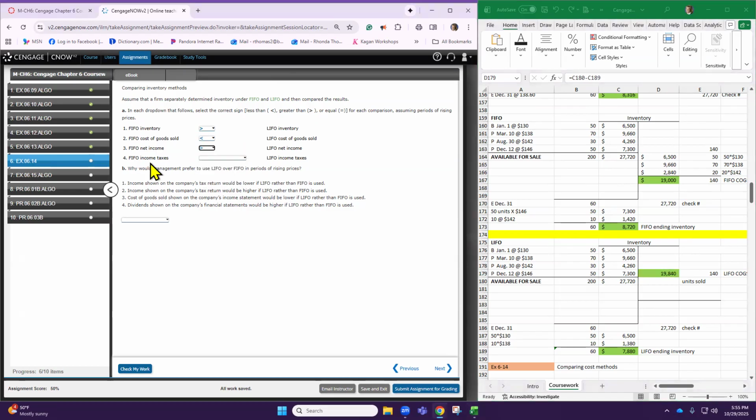And then income tax. Income tax goes up the larger your income is, right? So when this is larger, then income tax is actually larger on FIFO than LIFO. So why would management prefer to use LIFO over FIFO in periods of rising costs? Because income tax shown on the company's tax return would be lower if LIFO rather than FIFO is used. So it's number one.